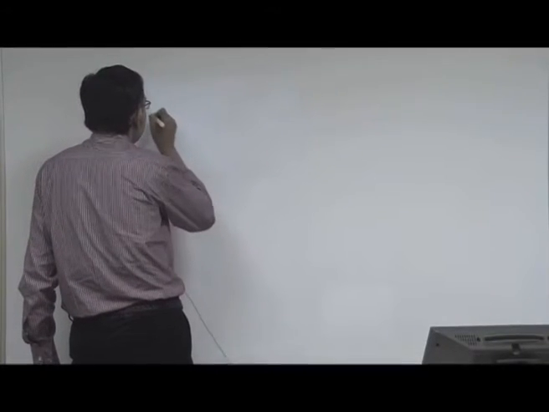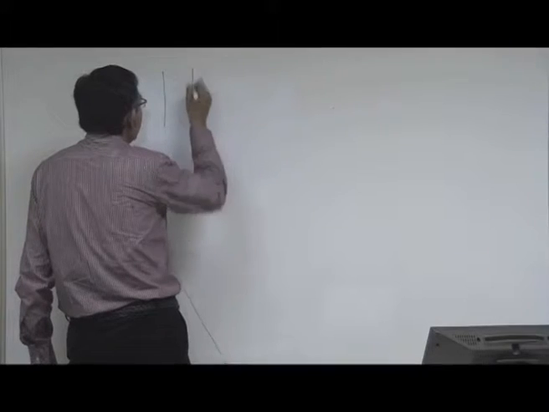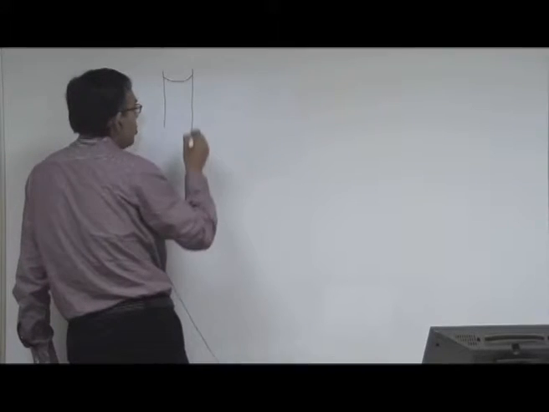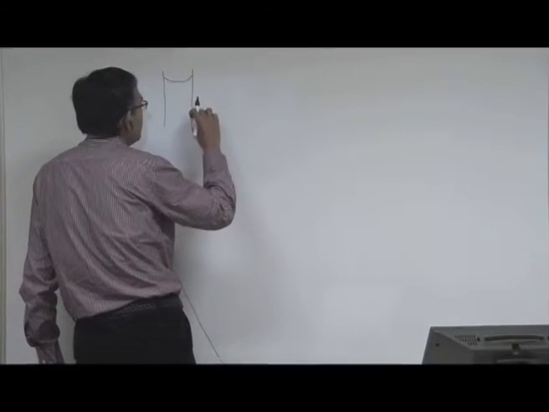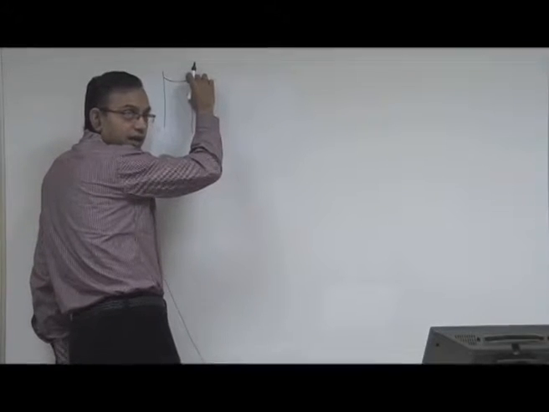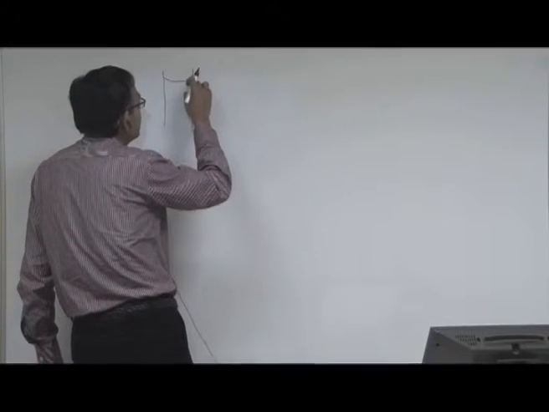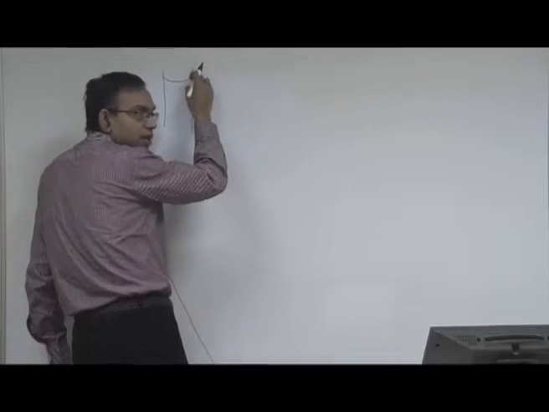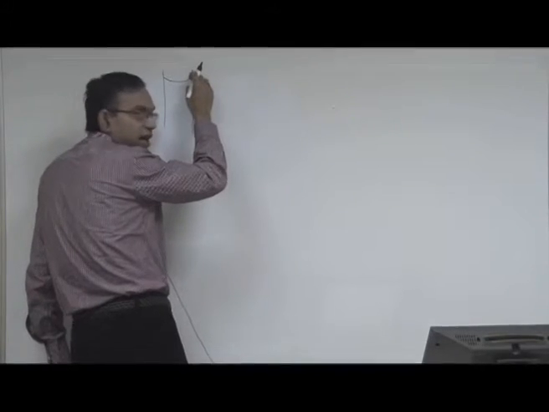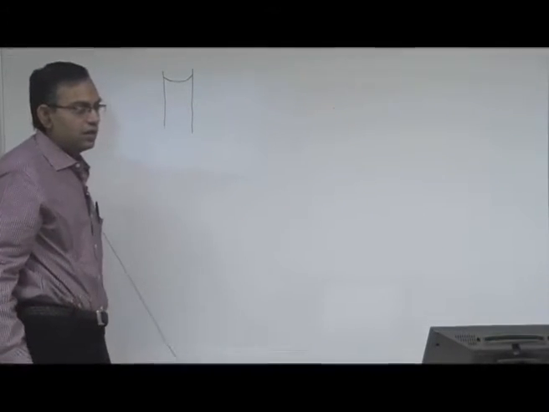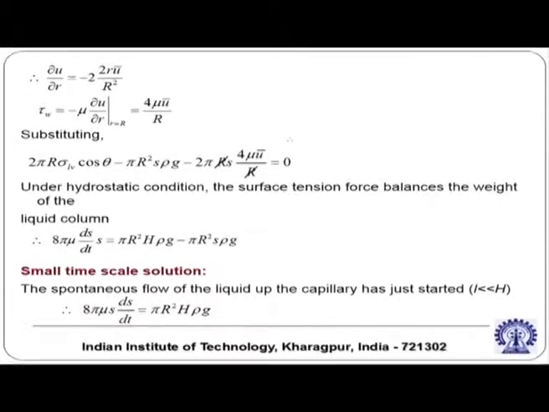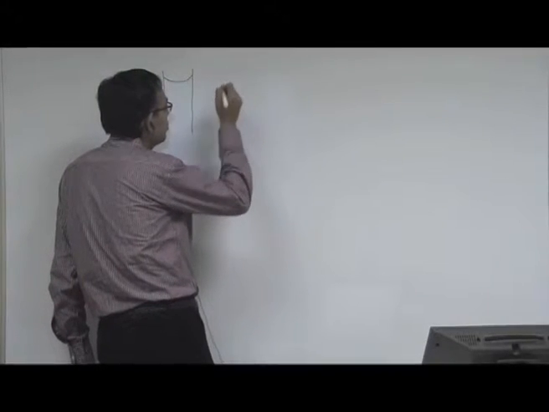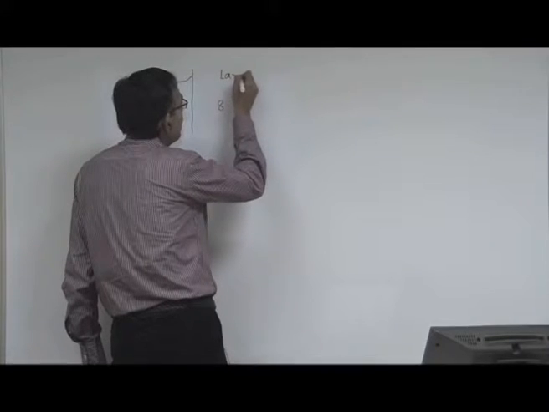So let us say that this is the capillary and this is the final static height. Small time limit means temporal regimes where the height is much less than the static height. Large time limit means the temporal regimes when the capillary front is almost near the static height. So to express the corresponding relationship, we will now do the large time limit.